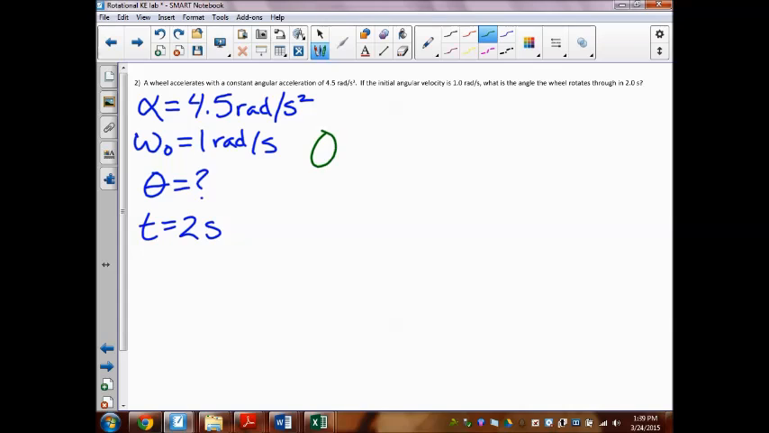So I'm going to go ahead and use an angular kinematic equation to solve this. And I only have one omega, so I'm going to have to use the only angular kinematic formula that has just the first omega in it. So the formula I'm going to use is theta is equal to omega naught times t plus 1/2 angular acceleration times t squared. So this one's pretty straightforward. I'm just going to put in my variables and solve.